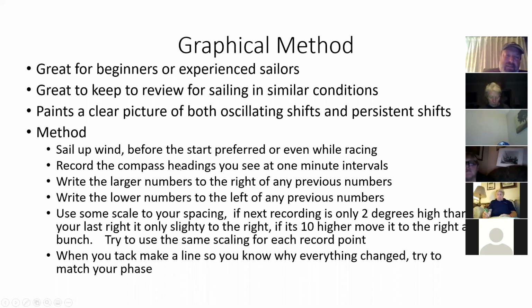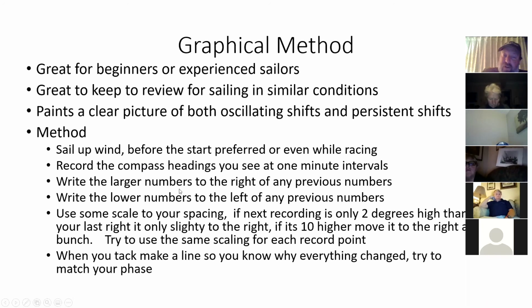So pretty much the method is you're going to sail upwind. This is great to do if you can do it before the start of a race. It still works while you're racing. And you're going to record your compass heading as you see it at 1 minute intervals.